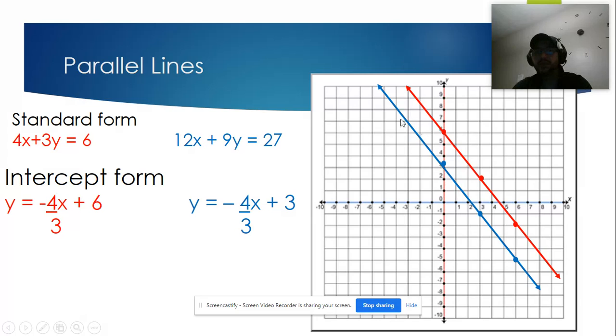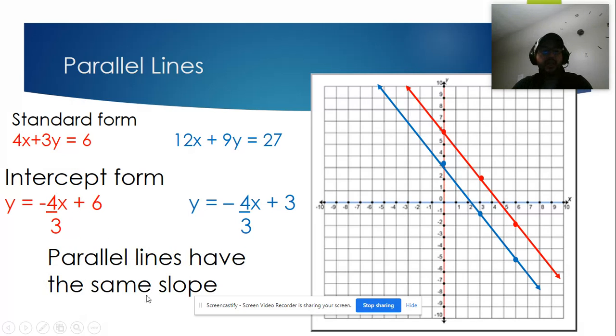If the slope is the same, the lines will be parallel. So that's what we need to remember: the lines will be parallel if they have the same slope. Okay, in this case it will be negative 4 over 3. The only thing that will change will be the y-intercept.